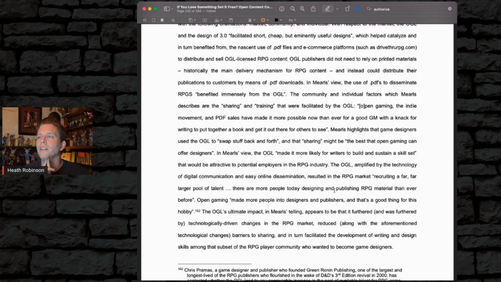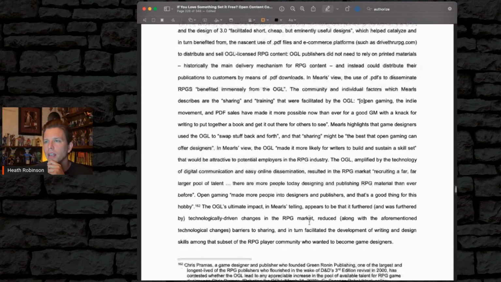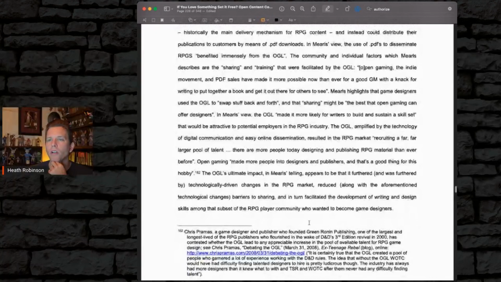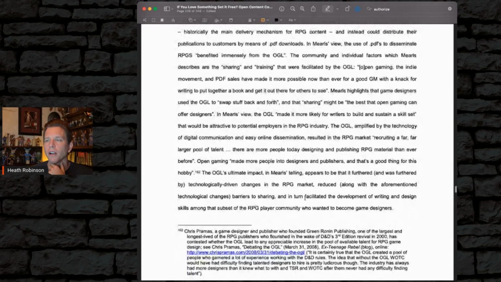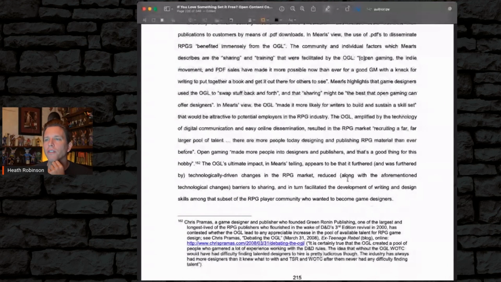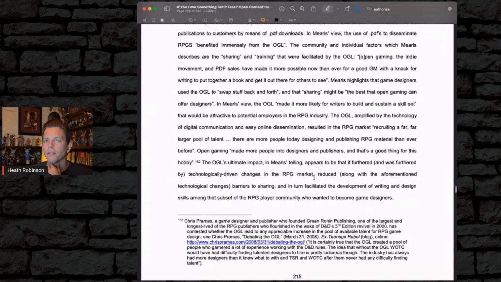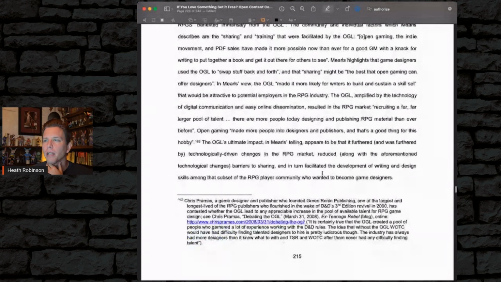OGL publishers did not need to rely on printed materials, historically the main delivery mechanism for RPG content, and instead can distribute their publications to consumers by means of PDF downloads. In Merrills' view, the use of PDFs to disseminate RPGs benefited immensely from the OGL. The community and individual factors which Merrills described are the sharing and training that were facilitated by the OGL. "Open gaming, the indie movement, the PDF sales have made it more possible now than ever for a good GM with a knack for writing to put together a book and get it out there for others to see."